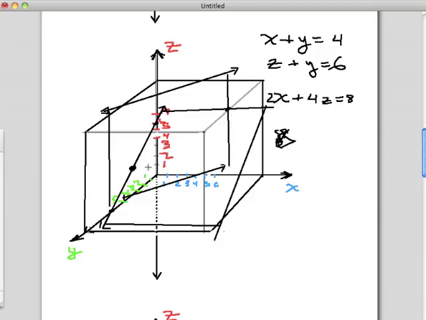I'll do it in green. This would be the intersection of these 2 planes. And let me draw it so you can see, because it would really go like this, and then it would go behind this line here. But it would go out to infinity. So I go back that way, and back that way. Now that's just the intersection of these 2 planes.